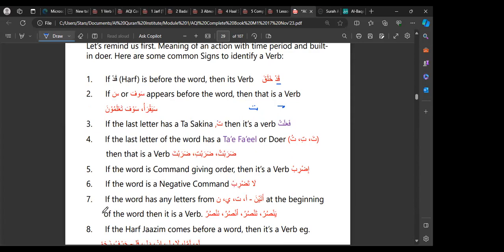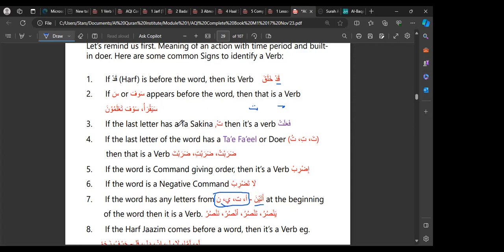Number 7, if the word has any letters from alif, ta, ya, and nun. It's not this word, it's these 4 letters individually. So af'alu, taf'alu, yaf'alu, naf'alu. And we will get to the meanings of that later on. But this is at the beginning. And these 4 letters, I would say, are very important actually. They're the alamat al-fi'l al-mudari. So these letters tell you that the verb is future tense, but we'll come to that later. So alif, ta, and nun.